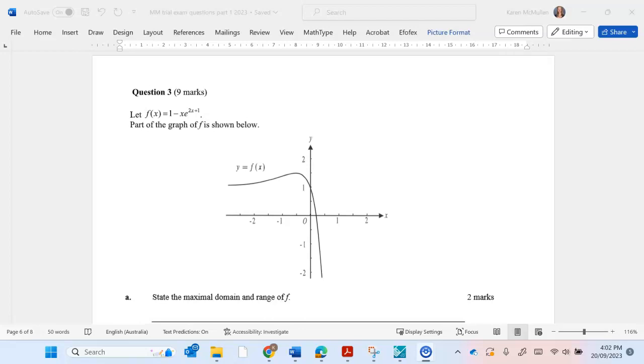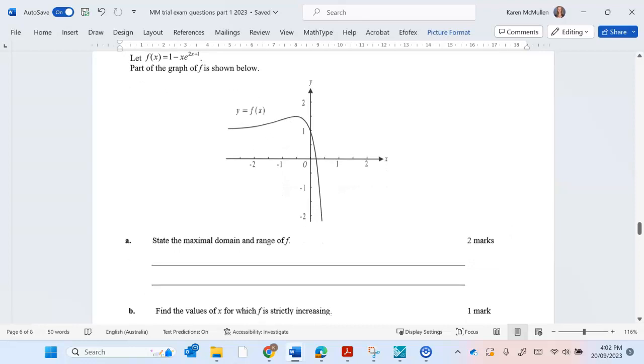Alright, so question number 3. This is from the Heffernan 2022 exam 2, a trial exam. Let f of x equal (1 minus x) times e to the power of 2x plus 1. Part of the graph is shown below. State the maximal domain and range of f.